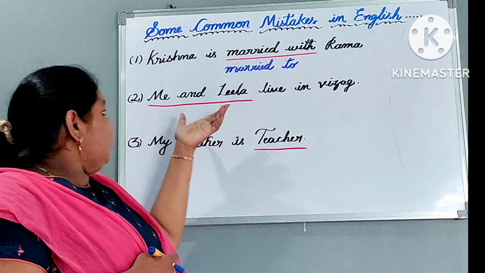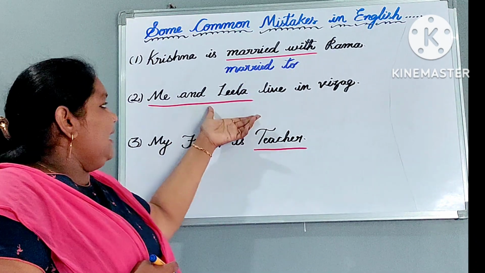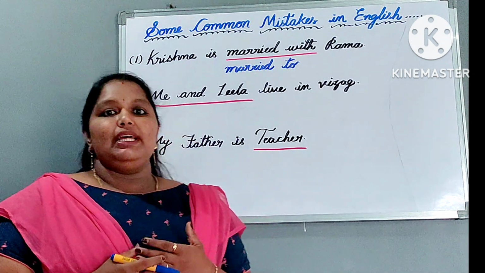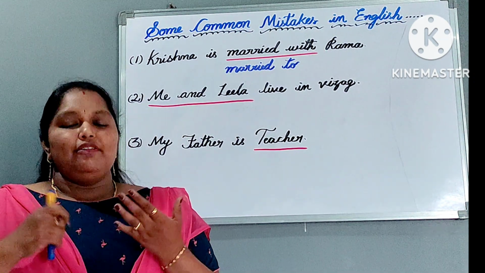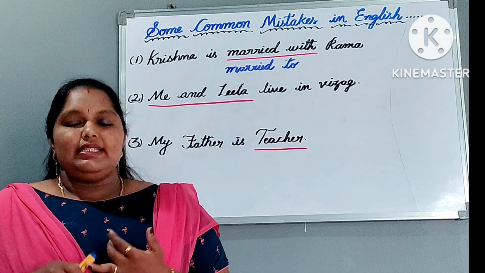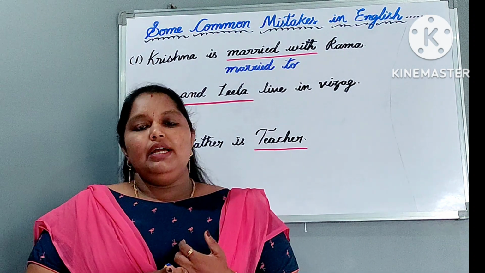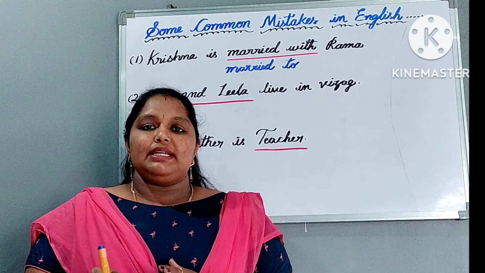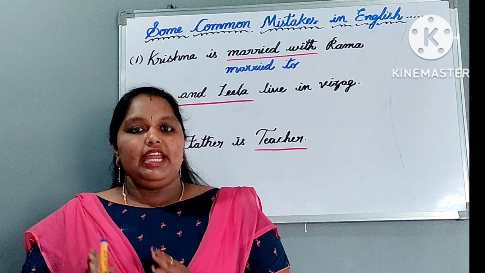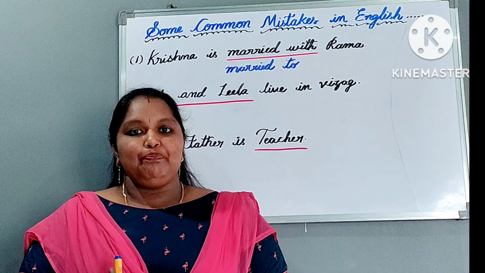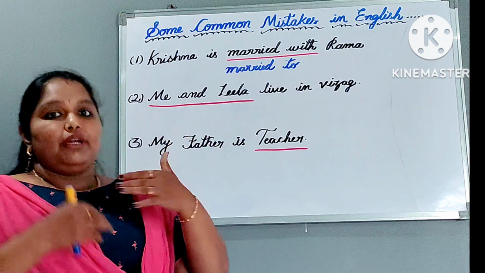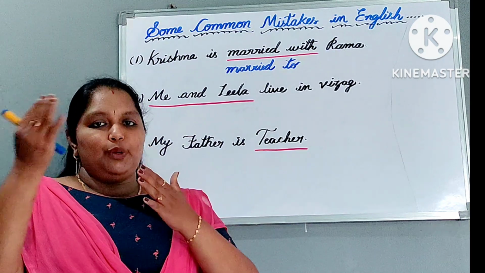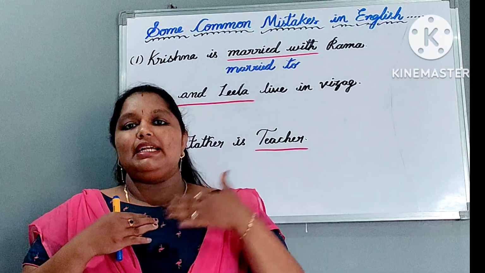So, coming to the next one, me and Leela live in Vizag. Me and Leela. As you already know, there are some personal pronouns in English like first person I, we. Singular is I and plural is we. The second person singular is you and plural is also you. Coming to the third person, the singular is he, she, it and plural is they. So when you are talking about me, that means I and the other person, the other person should be represented first and I should be represented next to that.